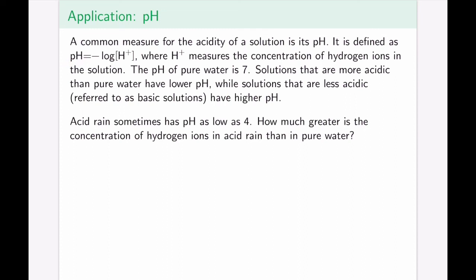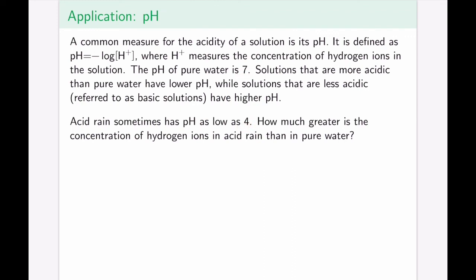We know a couple of common values for it. In particular, the pH of pure water is 7, and solutions that are more acidic have lower pH. Solutions that are less acidic have higher pH, which is what this minus sort of does. We also know that acid rain sometimes has pH as low as 4. What the question here is asking is essentially to compare these two numbers.